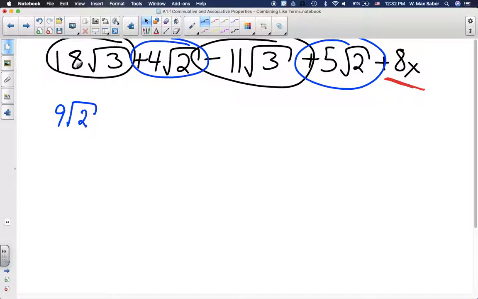Same thing here, square root of 3 and square root of 3. This is 18 minus 11 is positive 7. And lastly, we have 8x.